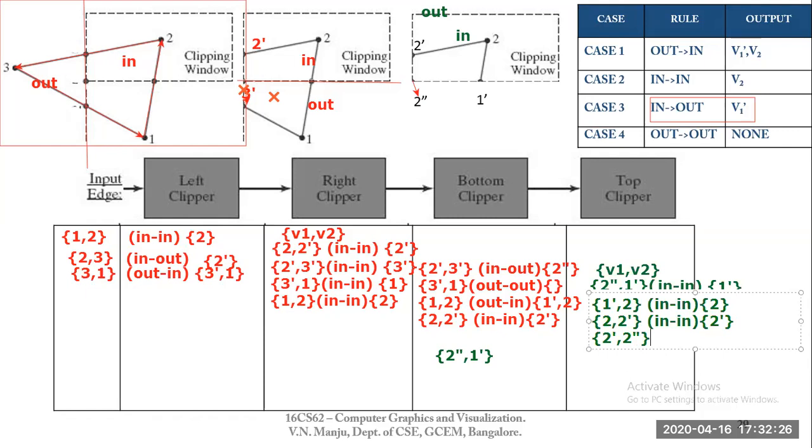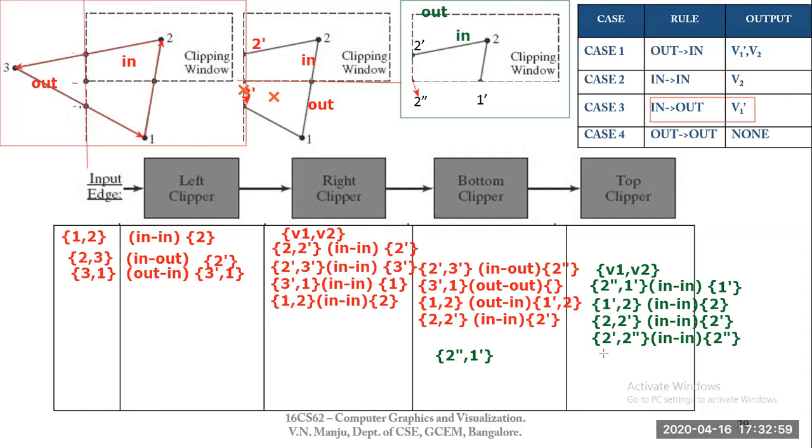So what is that? It is in comma in and in. So it is 2 double dash. There is no new vertex. So the final polygon is the final output. What is the final output? I can just put it here. This is the final output, with 1 dash, 2, 2 dash, and 2 double dash. This is my final polygon clipping.